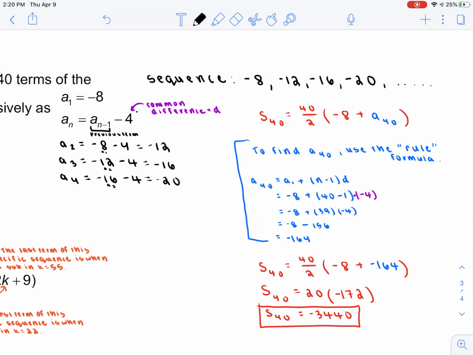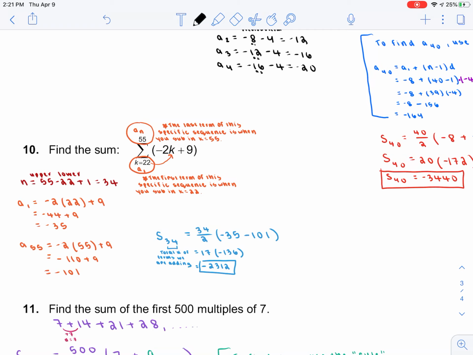Looking at the second problem, here's one where you have to be careful. If I said find the sum, the number of terms is the top number minus the bottom number, but then you have to add 1. So this is really the sum of 34 terms. To find the first term, you sub in the bottom number. To find the 55th term, you sub in the top number. And then from there, you can fill into the formula to find that solution.